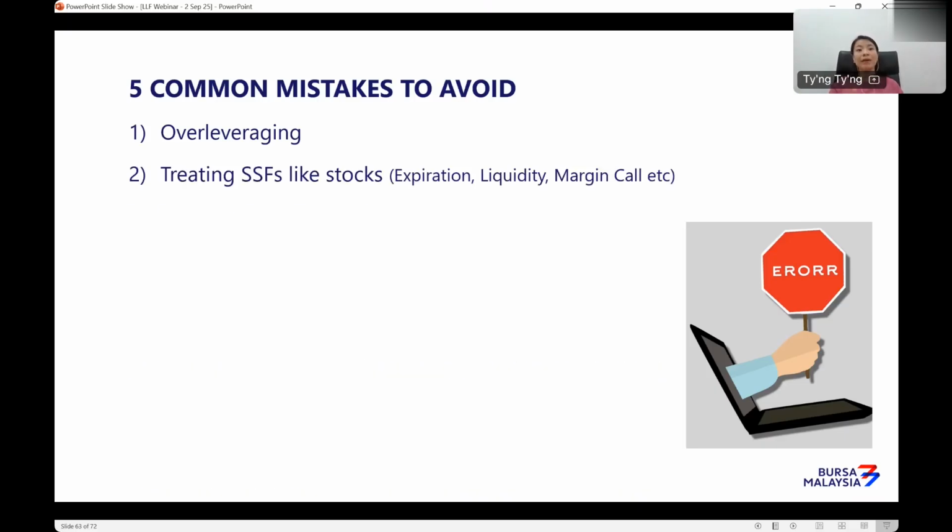Now, the second mistake is you treat SSF like stocks. Many of you, when you start to trade single stock futures, still only remember about stocks, and you forget about expiration.